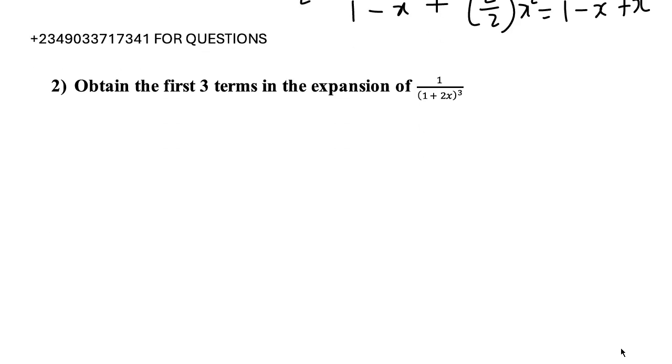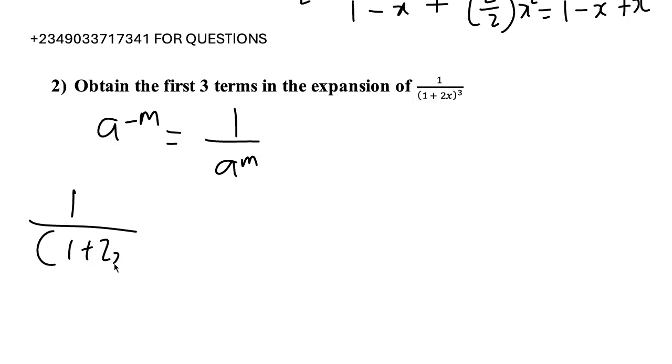This says you should obtain the first 3 terms in the expansion of 1 over 1 plus 2x to the power 3. Have you paused the video? Okay. So in this case, now applying what I said, a to the power negative m is equal to 1 over a to the power m. We can say that 1 over 1 plus 2x to the power 3 is equal to 1 plus 2x to the power negative 3. Do you understand?